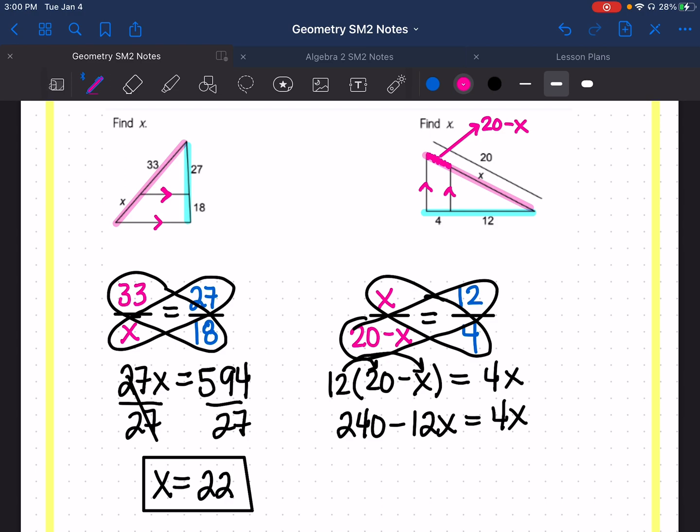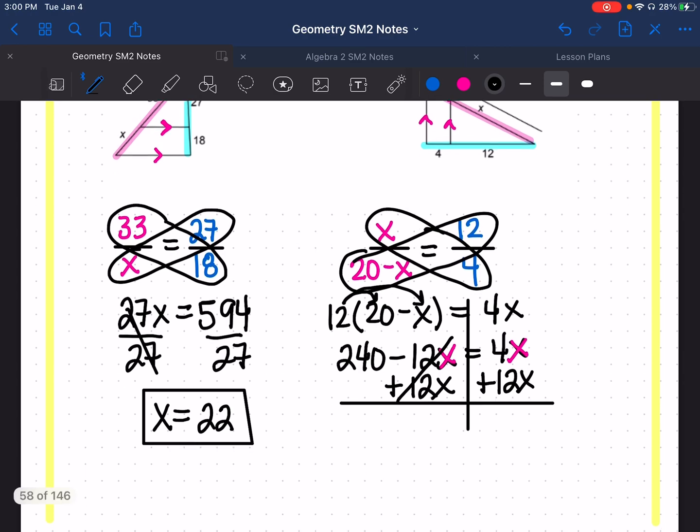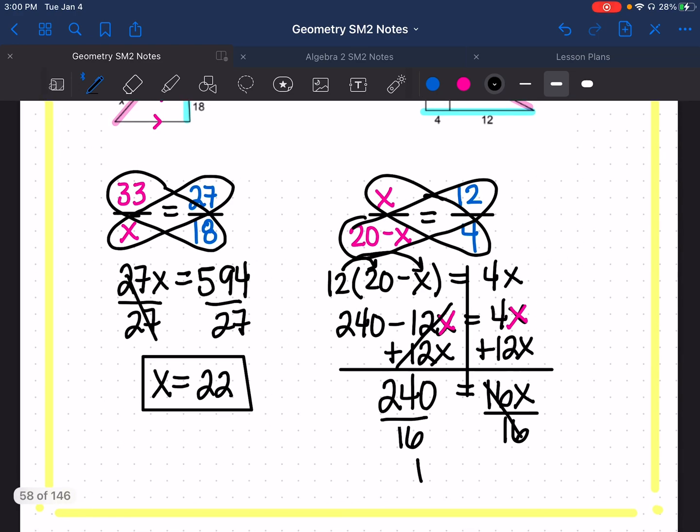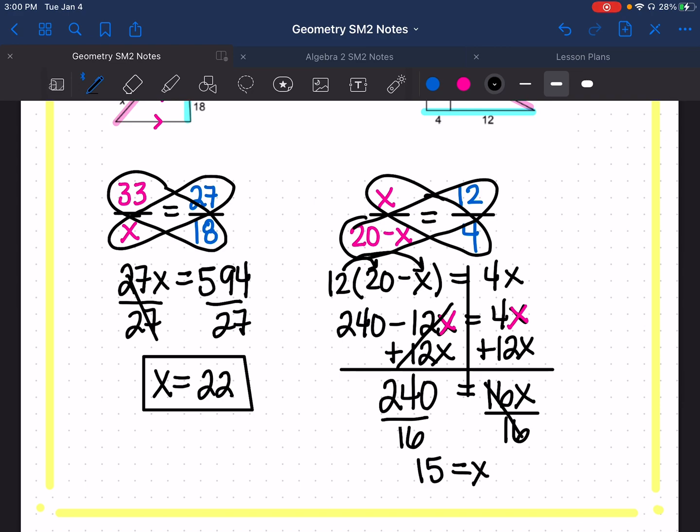I have two x's. I have to get them together on the same side. Remember, this is where my line through my equal sign comes in handy. Even though 12 seems to be a bigger number, I'm going to move it over with the 4 because the 4 is by itself. That's the reason I'm choosing it. Plus 12x is actually smaller because it is negative. That would give me 16x when I add them together. Now all I have to do is divide by 16, and I get 15 is equal to x.